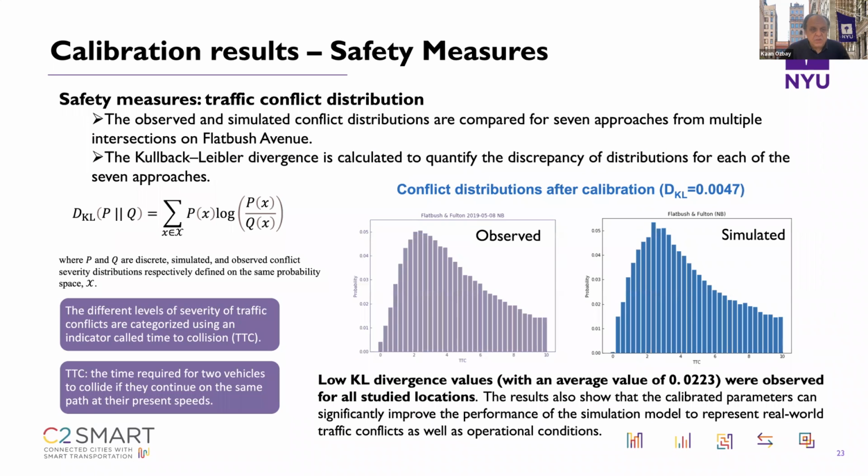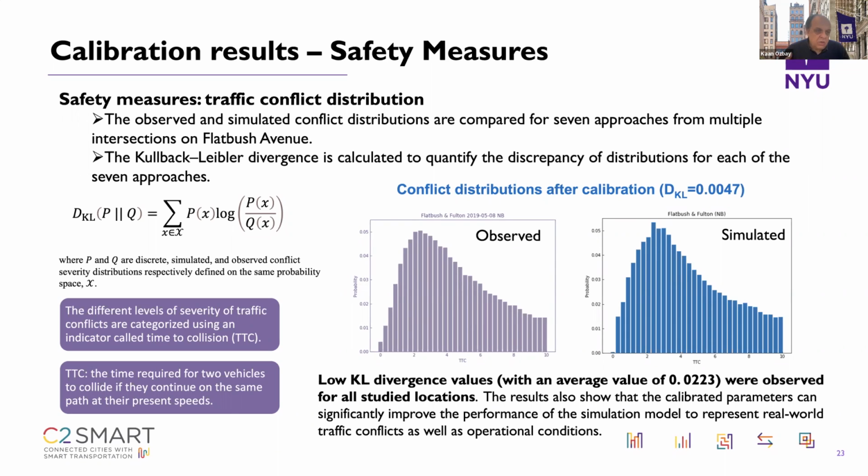So now it comes to safety. For safety, as I said, what you do is you plot the observed TTC values and the simulated TTC values. So basically, these plots show the percentage of the time to collision values that you observe from the field data and from the simulated data.